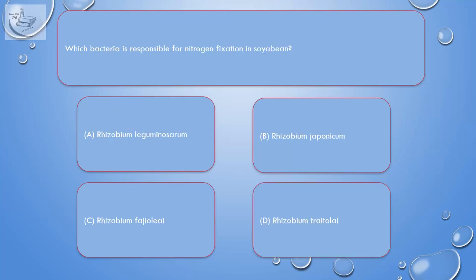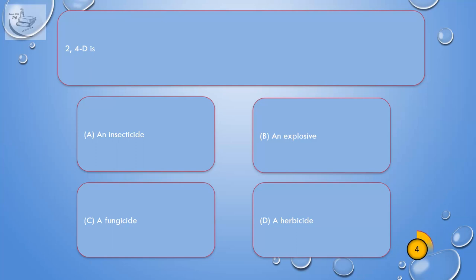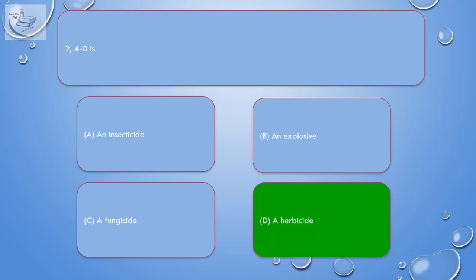Question: which bacteria is responsible for nitrogen fixation in soybean? A. Rhizobium leguminosarum. B. Rhizobium japonicum. C. Rhizobium phaseoli. D. Rhizobium trifolii. Correct answer is B. Rhizobium japonicum. Question: 2,4-D is A. An insecticide. B. An explosive. C. A fungicide. D. A herbicide. Correct answer is D. A herbicide.